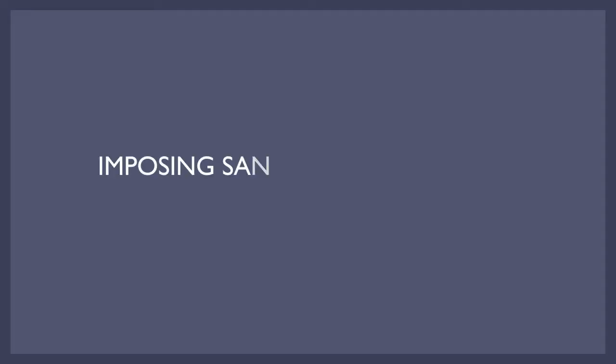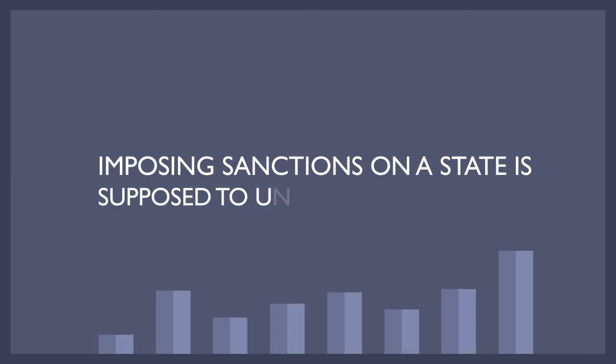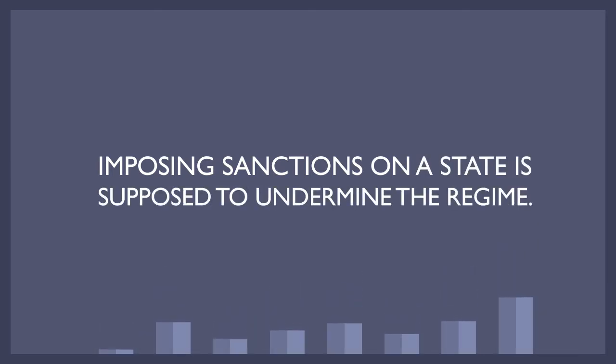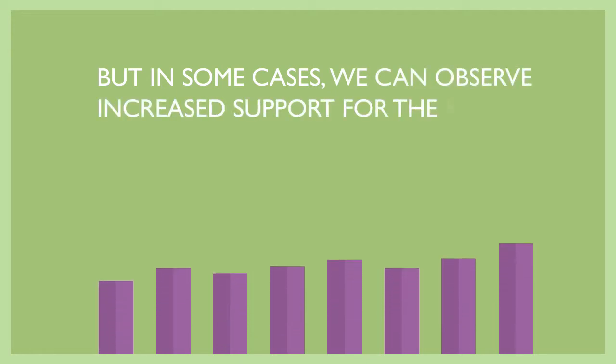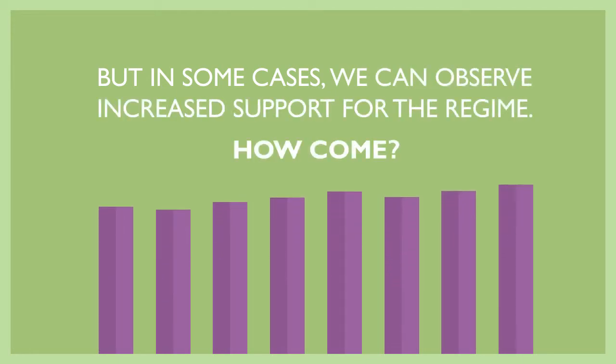Ask yourself this: is there a puzzle that needs to be solved in my field? An example: imposing sanctions on a state is supposed to undermine the regime, but in some cases we can observe increased support for the regime. How come?